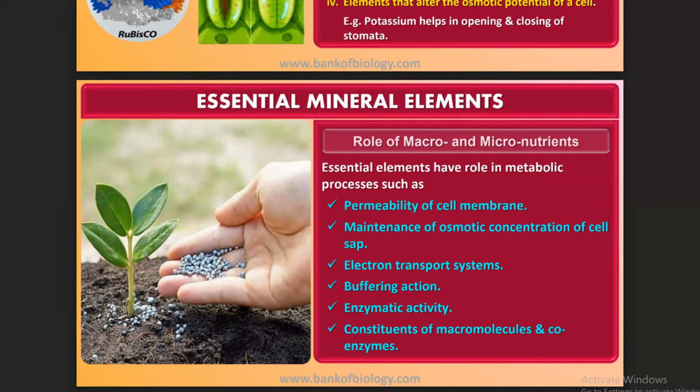You know what is pH? To maintain the pH at that point, we use buffer. If you want to maintain the pH at 7, you add some buffer, because the enzymes are active at that pH only. So that is buffering. Then enzyme activity: they can activate or inactivate one enzyme. Constituent of macromolecules and coenzyme.